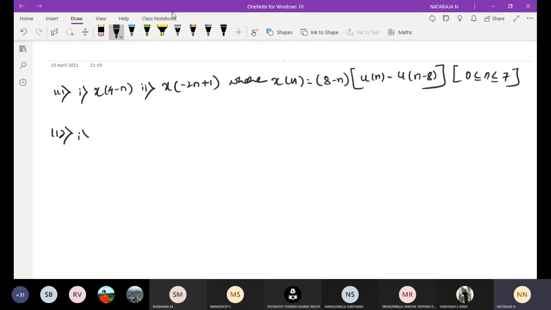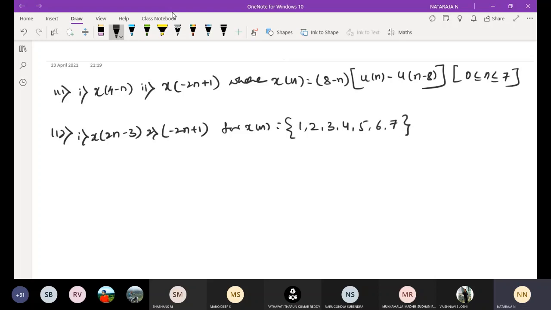Sketch x of 2n minus 3, second one x of minus 2n plus 1, for x of n equal to 1, 2, 3, 4, 5, 6, 7, where 4 is the origin.